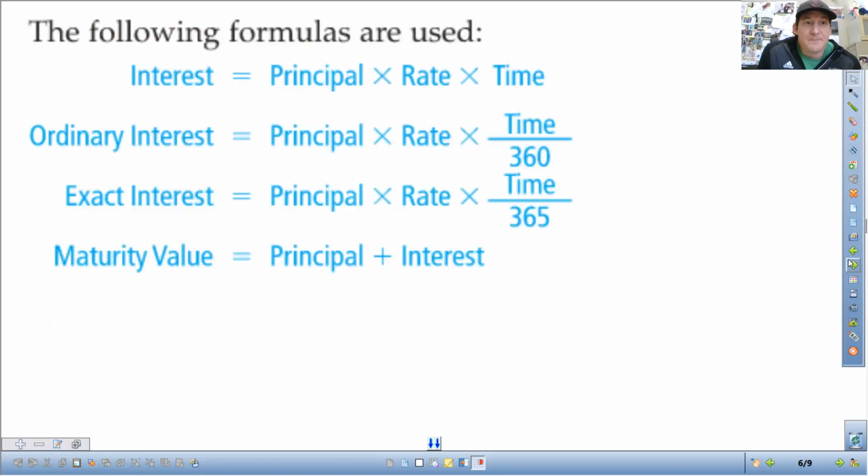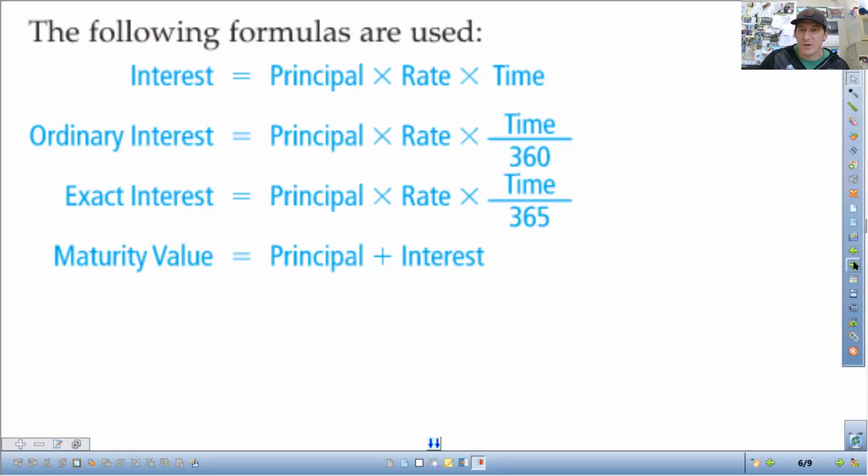So the following formulas are used when calculating how much you owe on a loan. First thing, you calculate the interest, just like we did in chapter 5. Interest is the principal times the rate times the time. If it's ordinary interest, it's principal times rate times time divided by 360. The exact same thing, but it's time divided by 365. And then the maturity value, you take that principal, add in the interest.